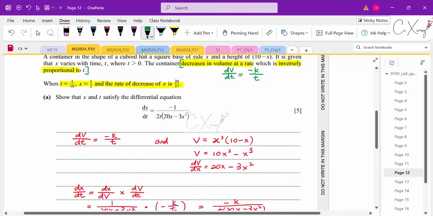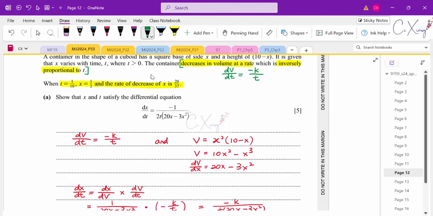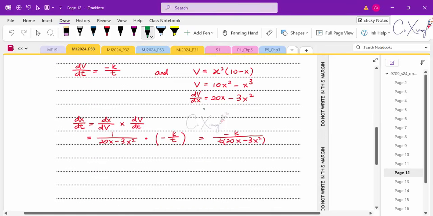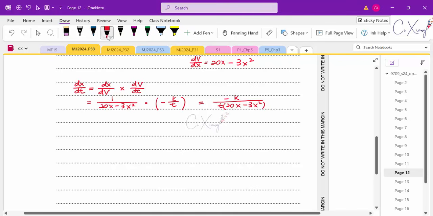Okay, so the rate of decrease of x, that means it is dx/dt. Okay, so the rate of decrease of x is this one. Alright, so let us start, yeah? It is given that t equals 1/10, x is half, and dx/dt is this value.